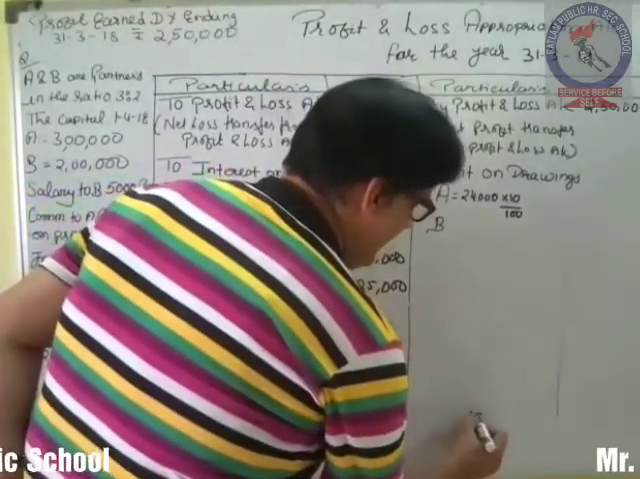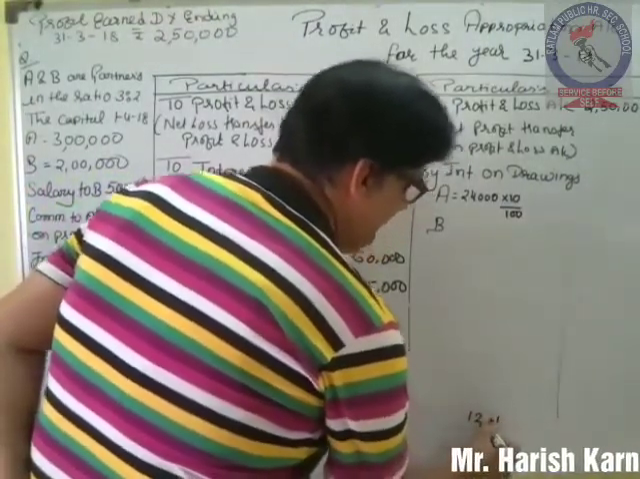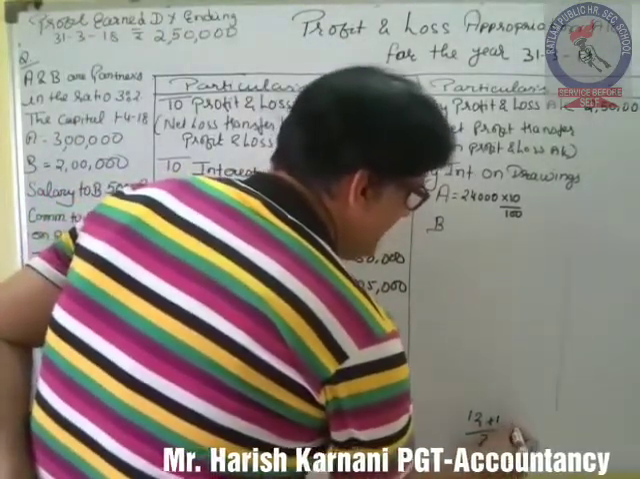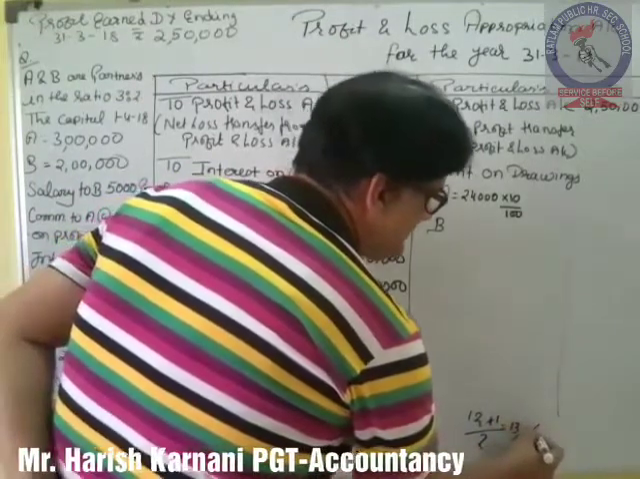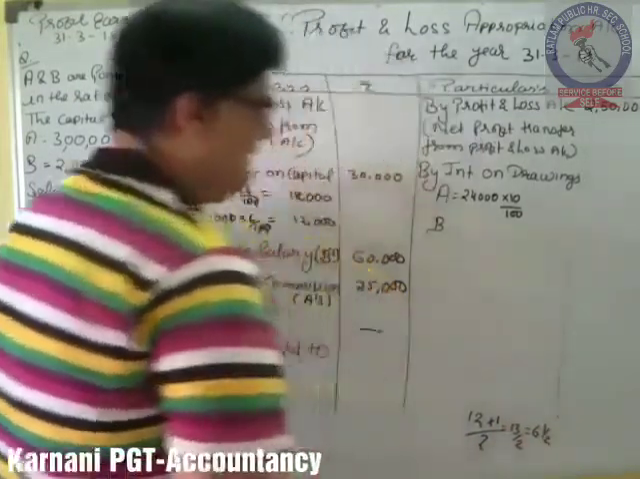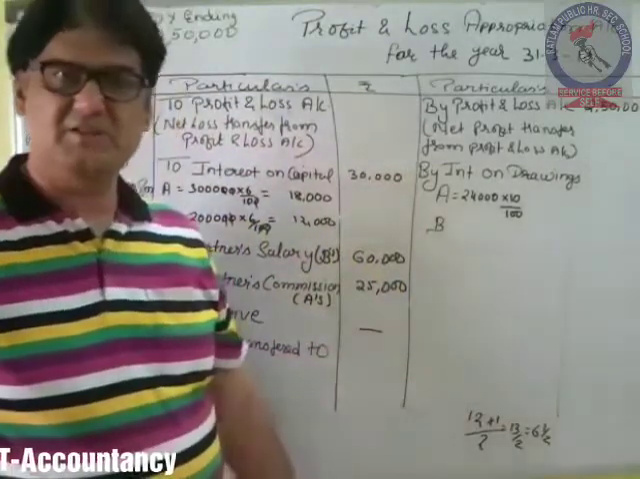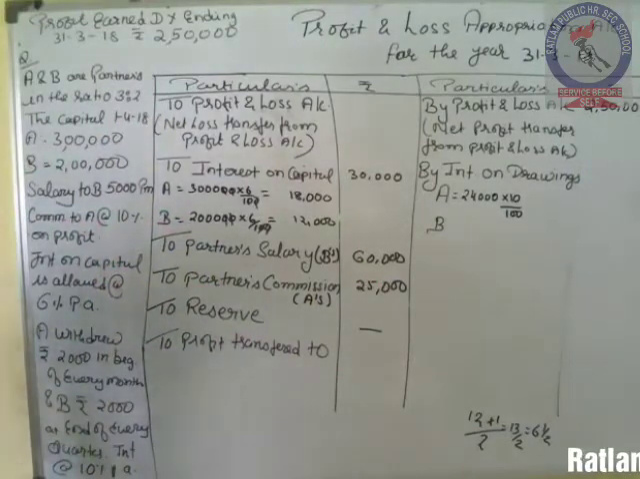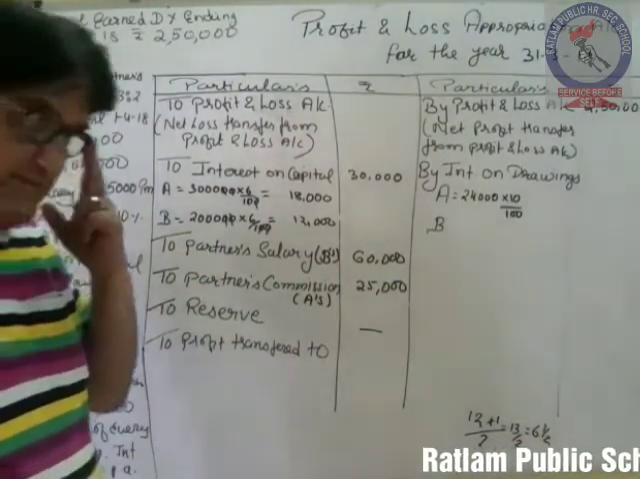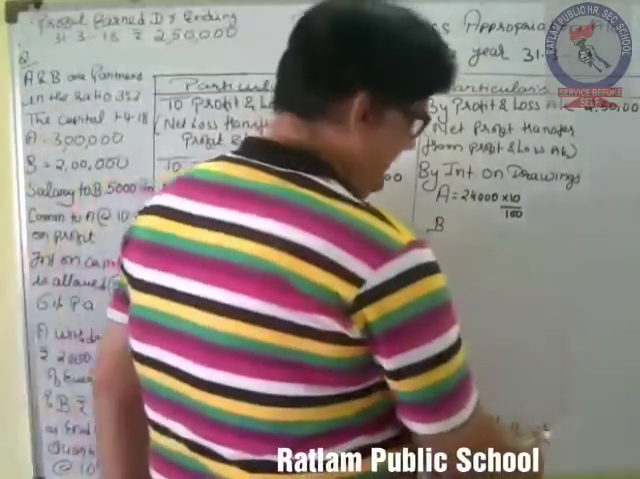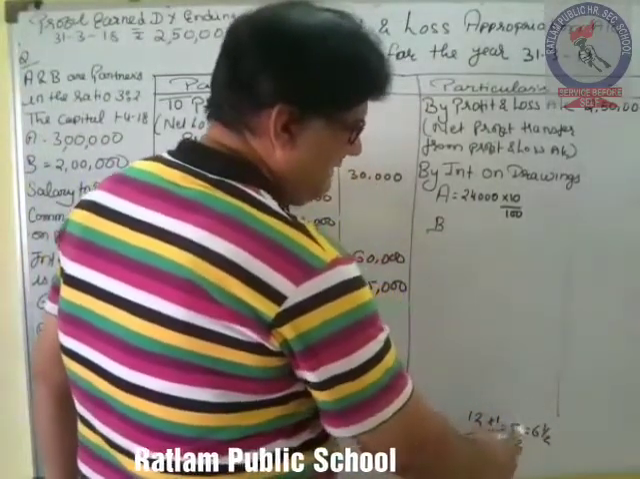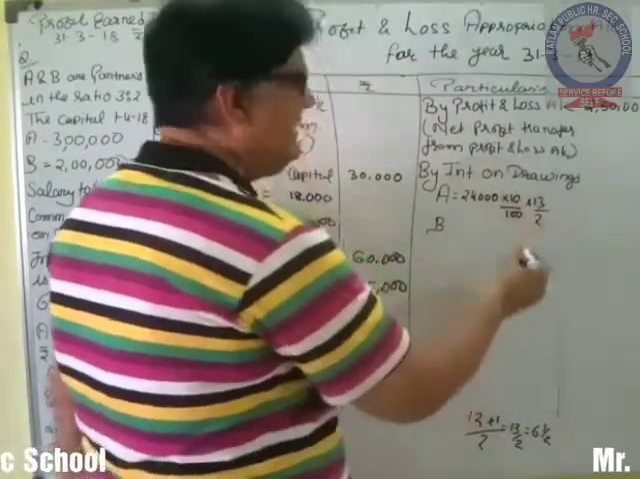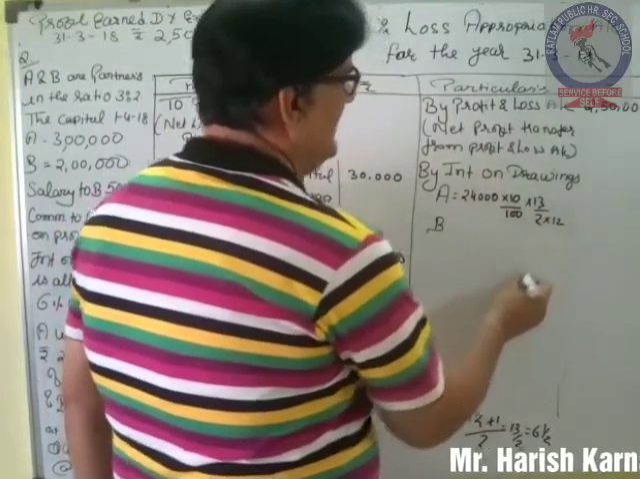Total months 12 plus 1 if it is in the beginning of every month, divided by 2, so it will become 13 by 2, or let's say 6.5 months. So 6.5 months interest will be charged from Mr. A. We have to take 6.5 months of interest, so 13 by 2 again. And if it is monthly, then by default 12 will be used.